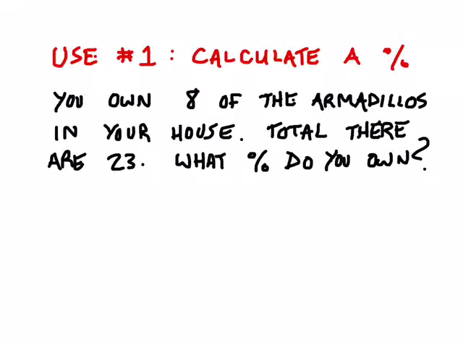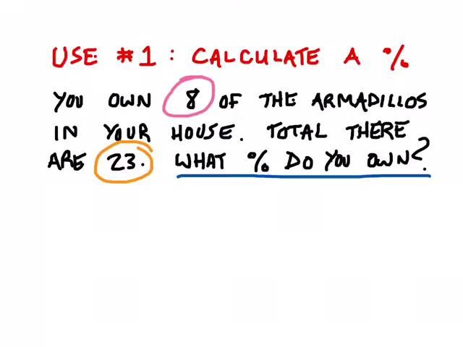So the first thing to recognize is that the 8 that you own is part of a larger whole, and that whole is 23. So those are our 2 missing parts of that formula we just looked at. We have the part, we have the whole, basically we have the fraction. I also know that what I don't know is the percent. The question is a great place to look for figuring out what part you are missing. So whatever question you're trying to answer is probably going to be the missing piece.